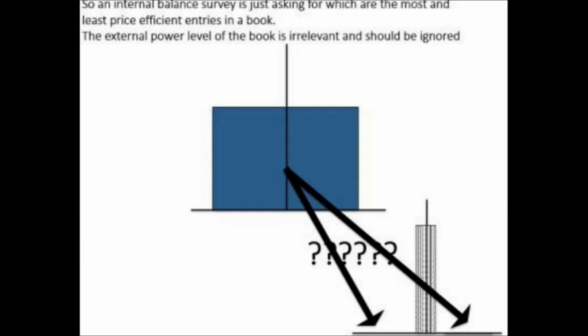Because if the book is externally underpowered, then after the adjustment of the internal balance, it will normally receive additional price cuts. If the book as a whole is externally considered overpowered, then after the adjustment of the internal balance, it will get price rises.